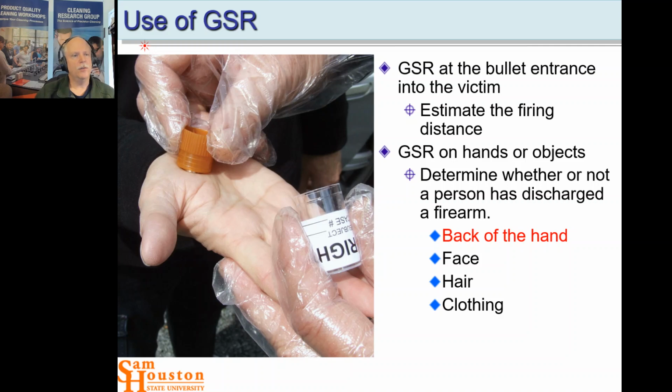And so we would do GSR in two particular cases or types of cases. We would look at the bullet entrance into the victim to estimate the firing distance. And then we could also sample GSR on hands or objects to determine whether or not that person has discharged a firearm or whether they were in the presence of a discharged firearm. So mostly we would do the back of the hand. They're doing the palm here, but certainly you would want to get the top ridge of the hand and the back of the thumb. Occasionally you might sample the face, the hair, or clothing, but most of the time it's the hands that are sampled.